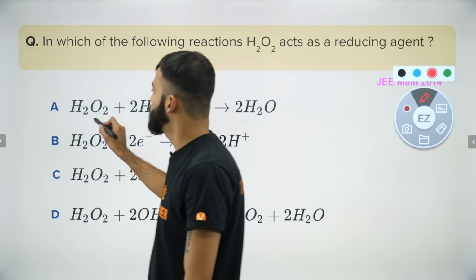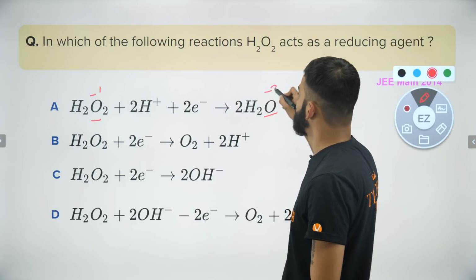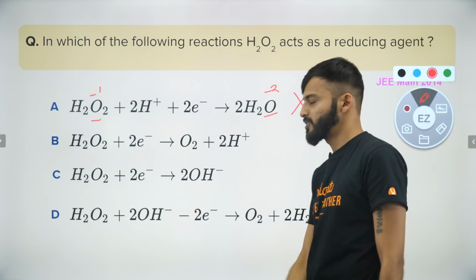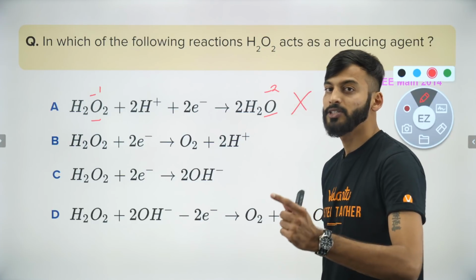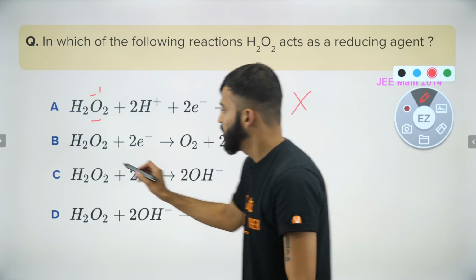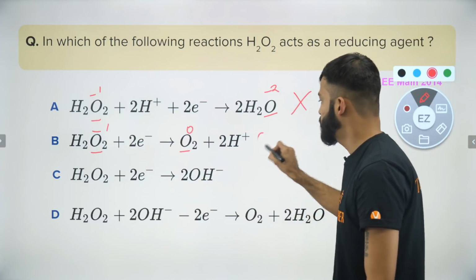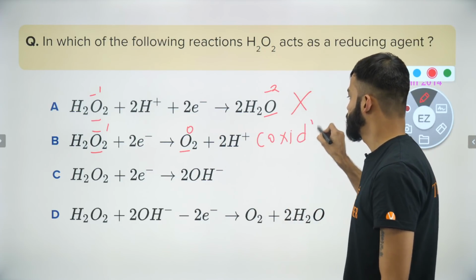Here, what is the oxidation number? -1. It is a peroxide. Here, it is -2. So this is out of the picture. Cannot be our answer. There must be an increase in the oxidation number. Then only it can act as a reducing agent. Check this out. Here, it is -1. Here it is coming 0. So oxidation has happened.